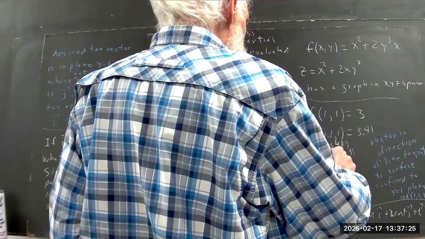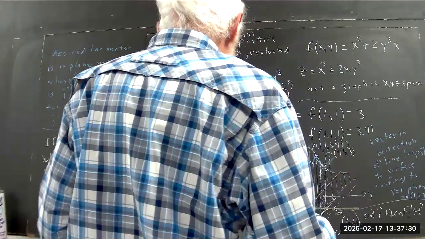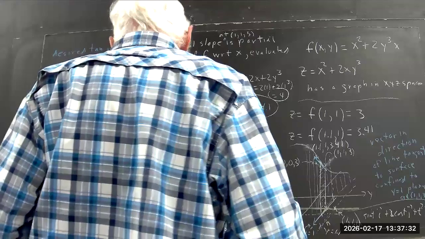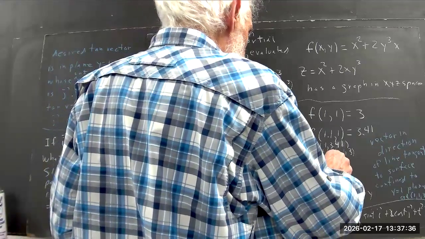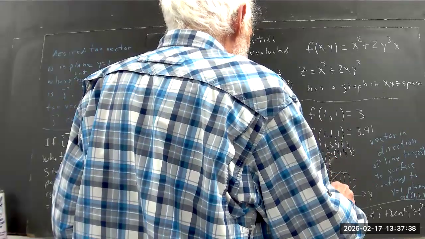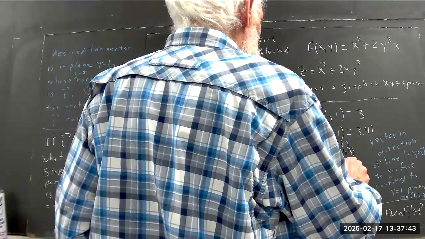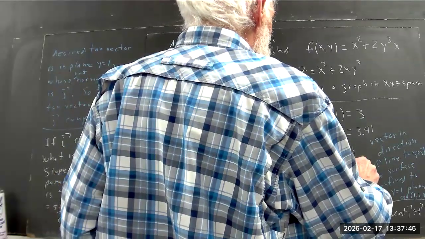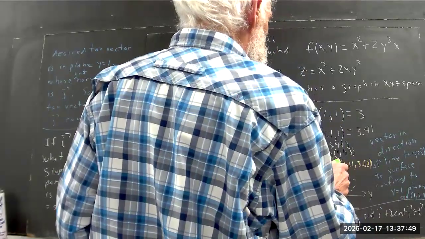So that's going to bring us up to, oh, I don't know, maybe here. Let's go ahead and do that in orange. Where's my orange chalk? So this point is 1, 1.1, 3.62.